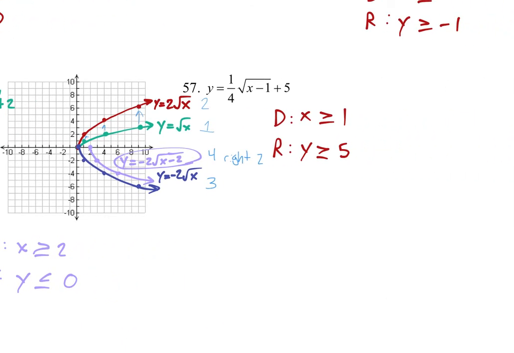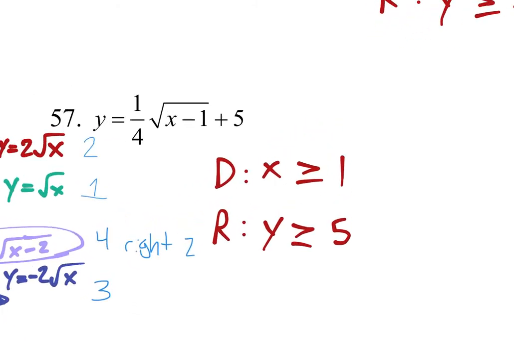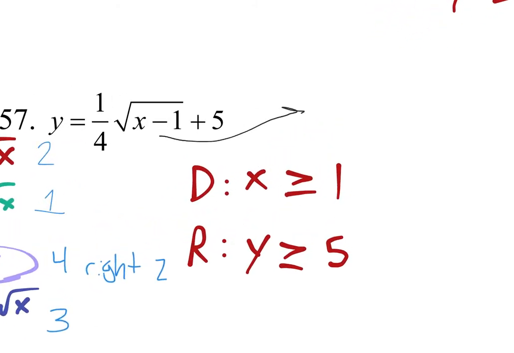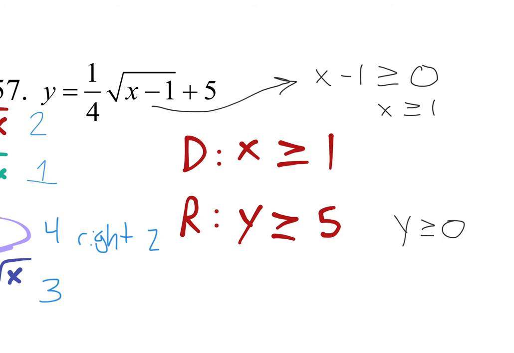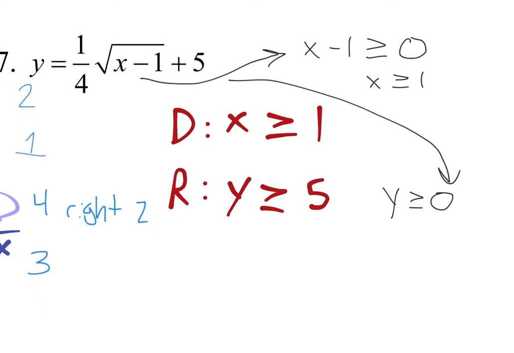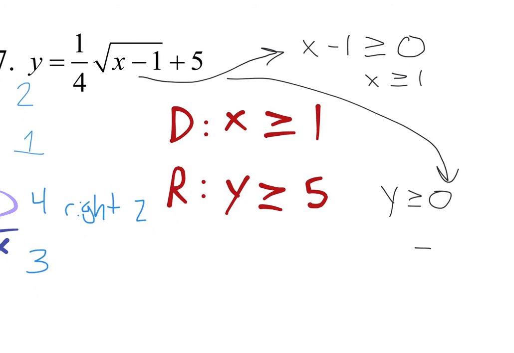If you're not given a picture, remember the way to find the domain is you take it and you set it up greater than or equal to 0 and solve. Now the range always just starts at y is greater than or equal to 0, and whatever type of vertical shift we have, which in this case was a 5, impacts the range.